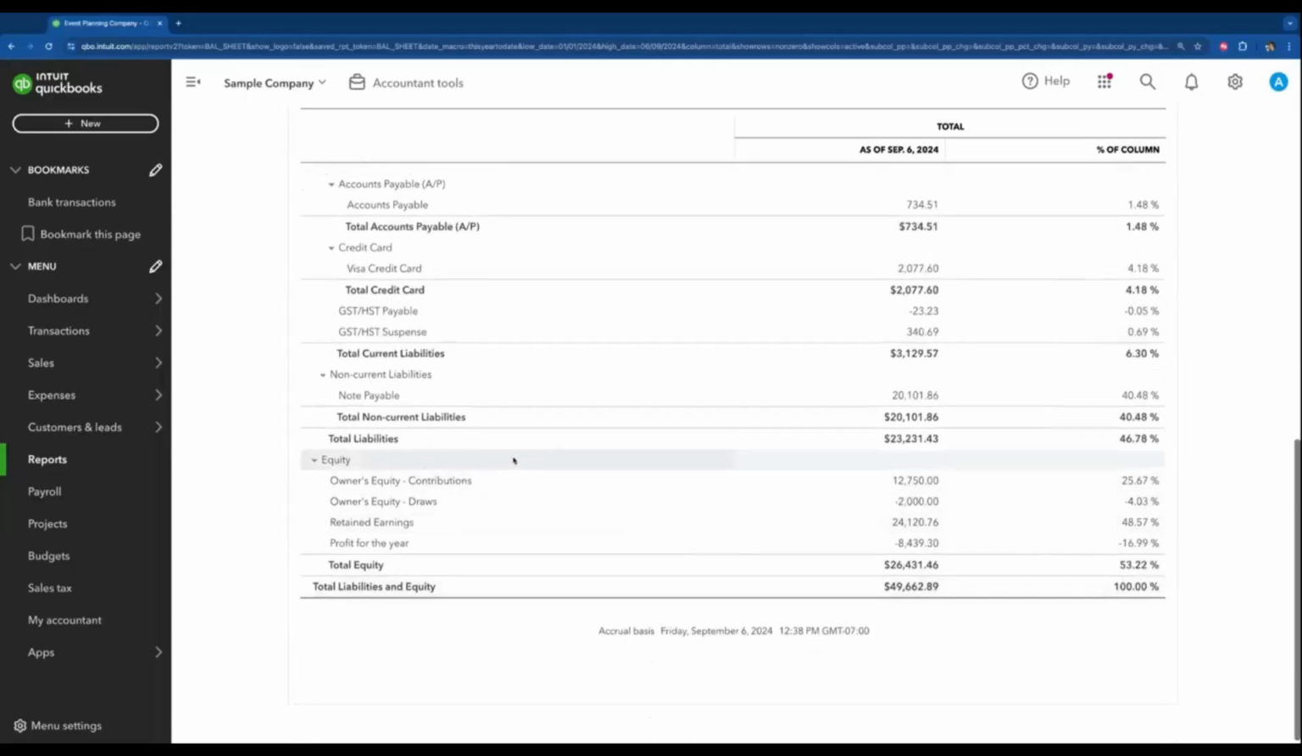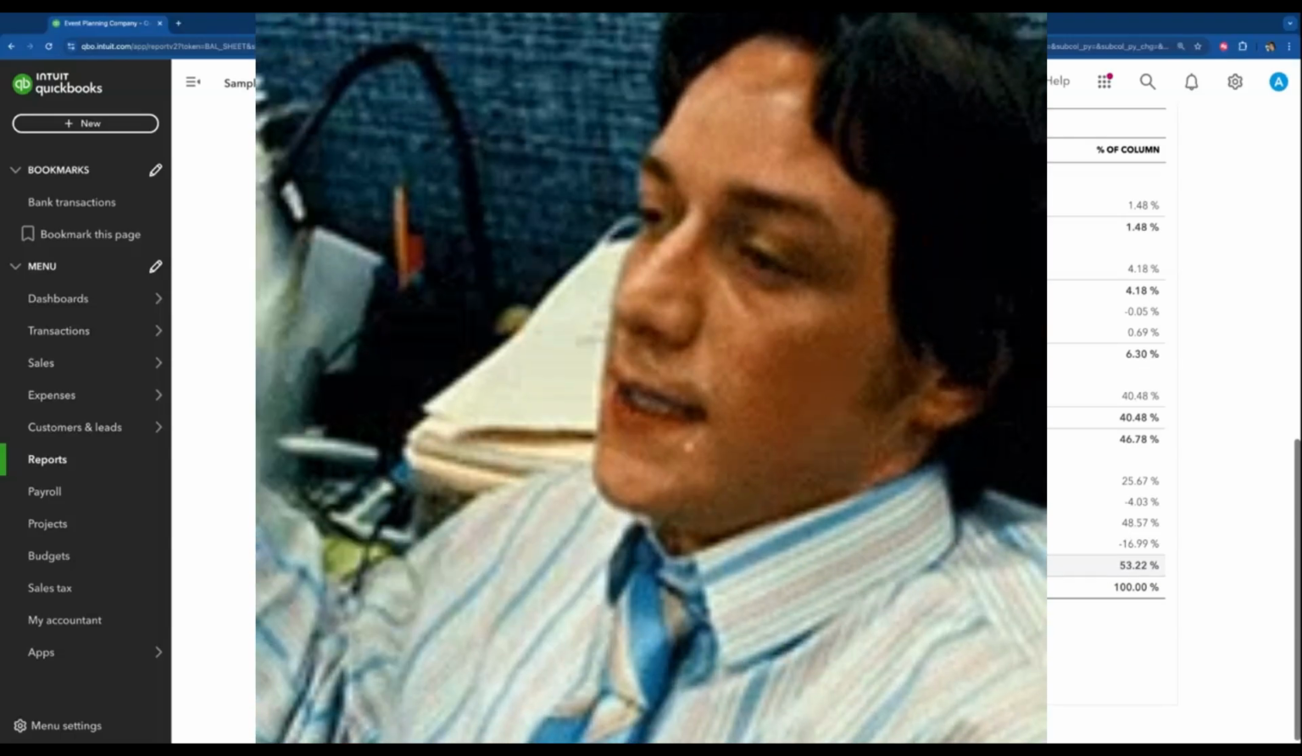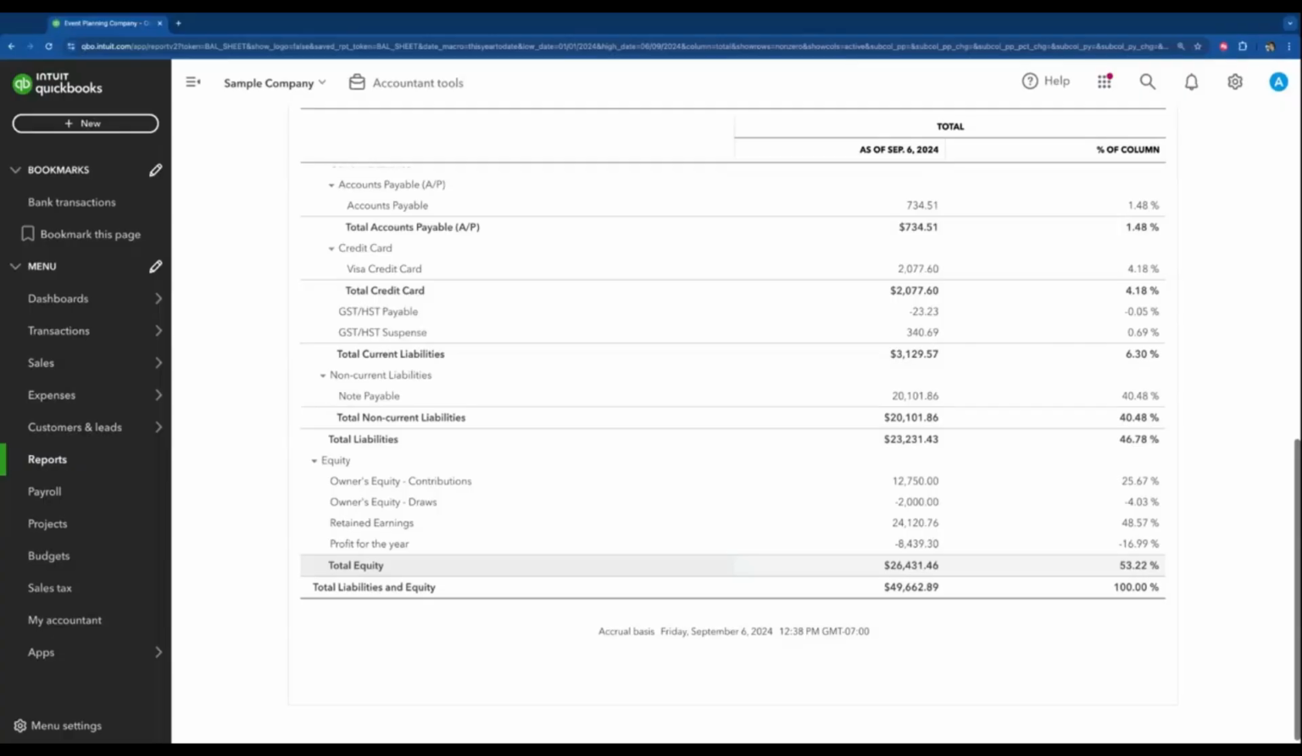And then last but not least is the equity, how much your company is worth. This event planning company has $26,431.46 in equity, which is 53.22%. Definitely it seems like this business is funded more by the owners and the profits than by debt, which is a good sign for its financial stability. The reason I can tell that is because if this number was negative, that would not be good. It would be the opposite way. It would tell me that this business is funded more by debt.